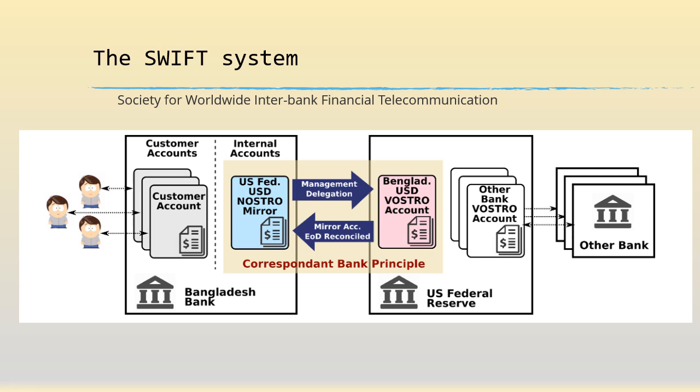To understand their plan better, we need to know how the SWIFT system works. SWIFT is the Society for Worldwide Interbank Financial Telecommunication, and this is how it works. Let's assume that you have a customer account in Bangladesh Bank and you want to transfer money to a beneficiary in some other bank, let's say a bank in Sri Lanka. As a customer, you would instruct Bangladesh Bank to do a payment transfer through SWIFT. Bangladesh Bank then sends a SWIFT message to the US Federal Reserve instructing that their Vostro account, their actual account, be debited, and then it has to credit the beneficiary.